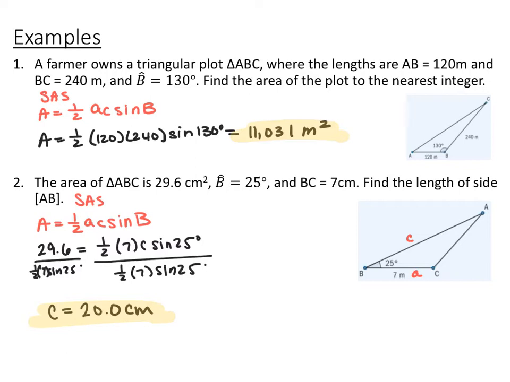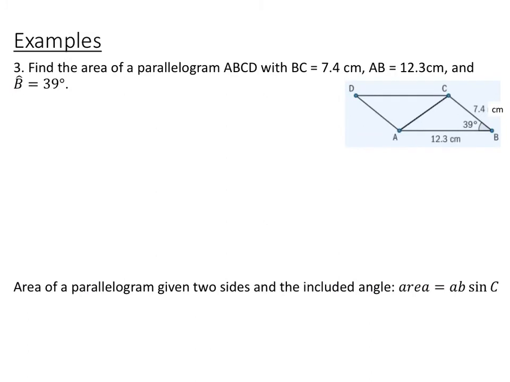20.0 centimeters. On this one, we have a parallelogram ABCD with BC being 7.4 centimeters, AB being 12.3 centimeters, and angle B being 39 degrees. Go ahead and pause the video and find the area of this parallelogram.